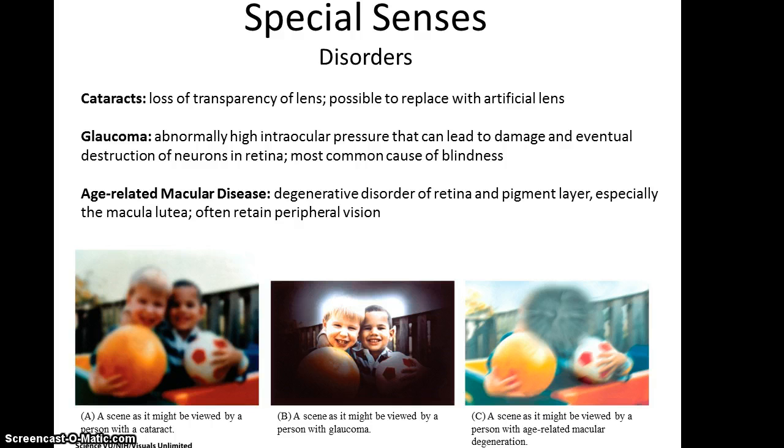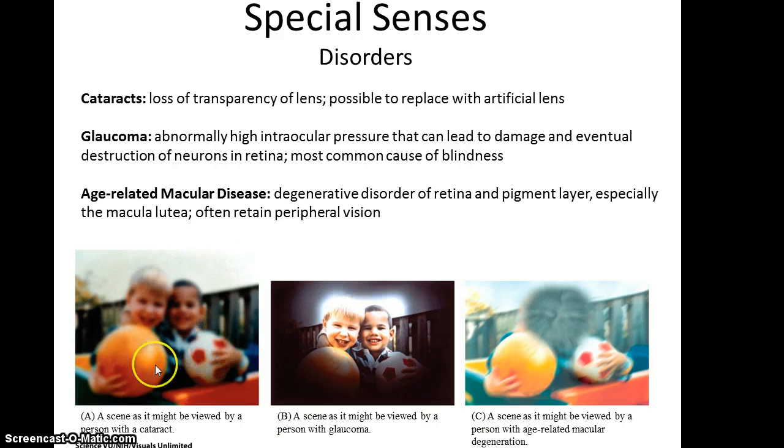And then there's age-related macular degeneration. This is a degenerative disorder of the retina and pigment layer. And so those cells eventually just die off over time. And it starts off at the macula lutea. So it's actually starting at where we can see the absolute best. And then it'll spread out so that the person may retain their peripheral vision but lose the ability to focus centrally. So here are some images.